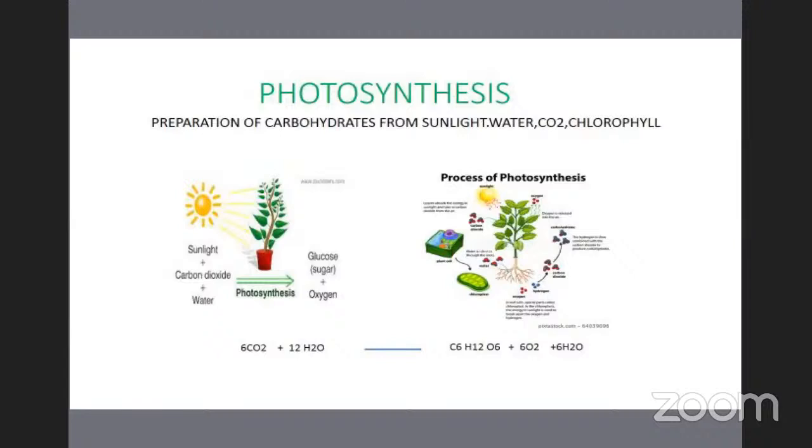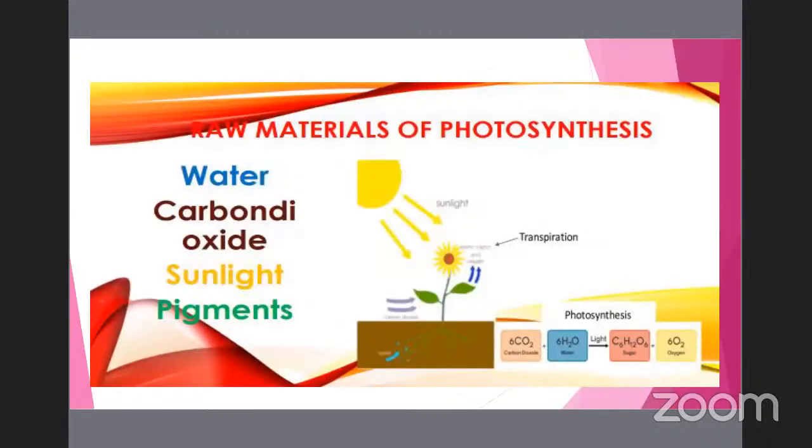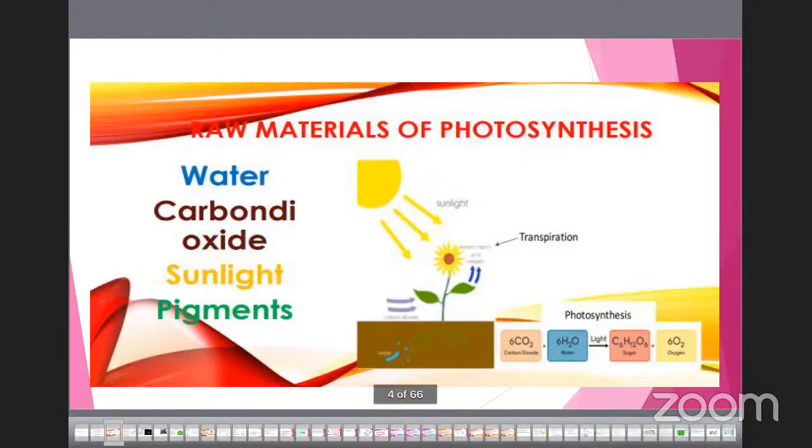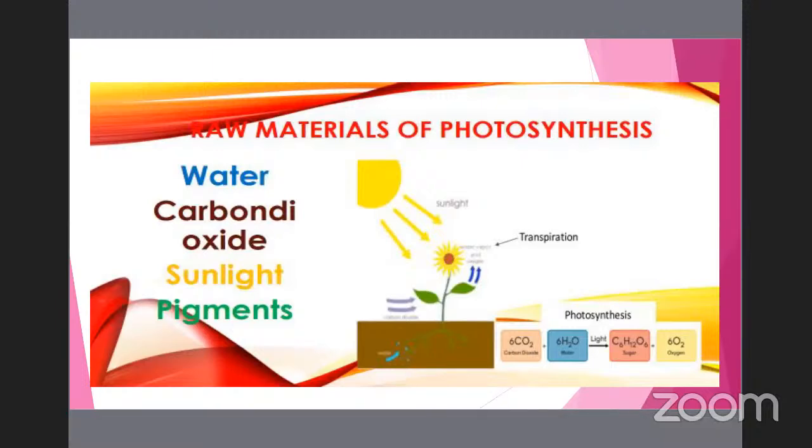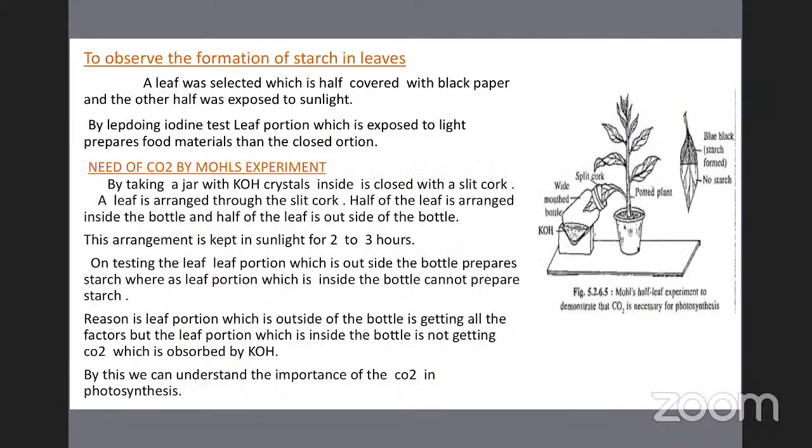So these are the factors. Factors are of four types: sunlight, water, carbon dioxide, and pigments. These four are the raw materials or factors essential to perform photosynthesis, and each one was proved by different scientists to be essential to perform photosynthesis.